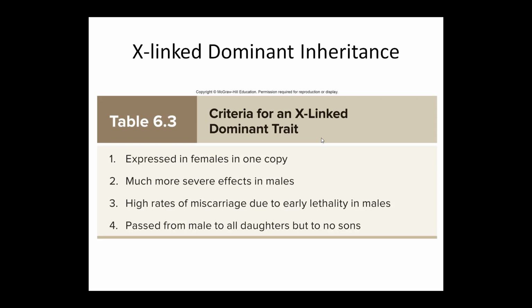It's passed on from a male to all daughters, but to no sons. So in a typical family with X-linked dominant inheritance, you will see only girls being born, but no sons. So that's one way. If you had a question to distinguish between X-linked recessive and X-linked dominant, and you see that there are no sons born and mostly only affected daughters, it would indicate that it's X-linked dominant.